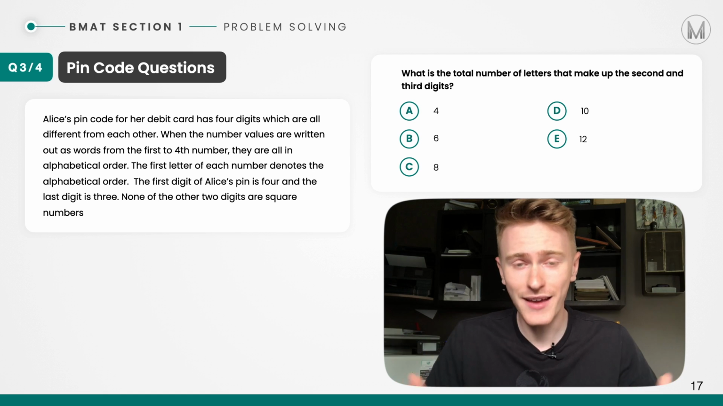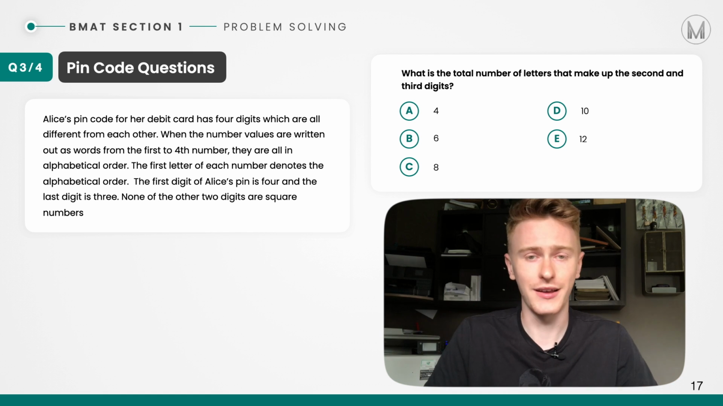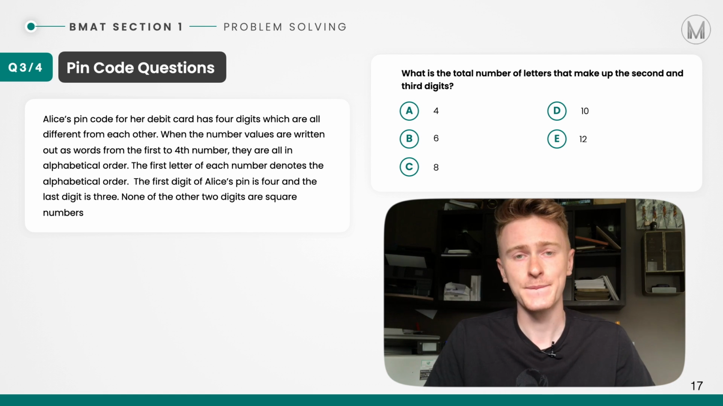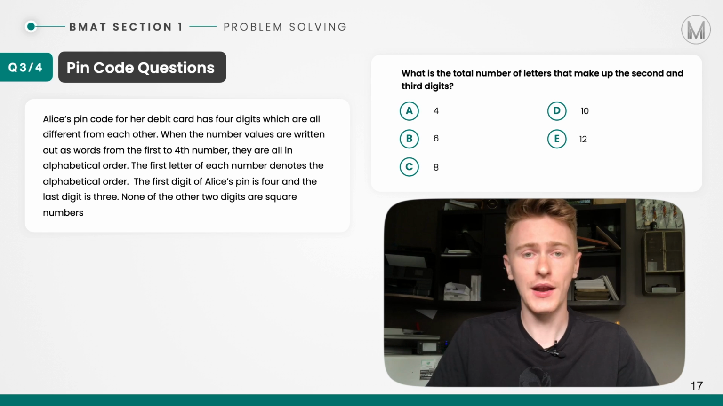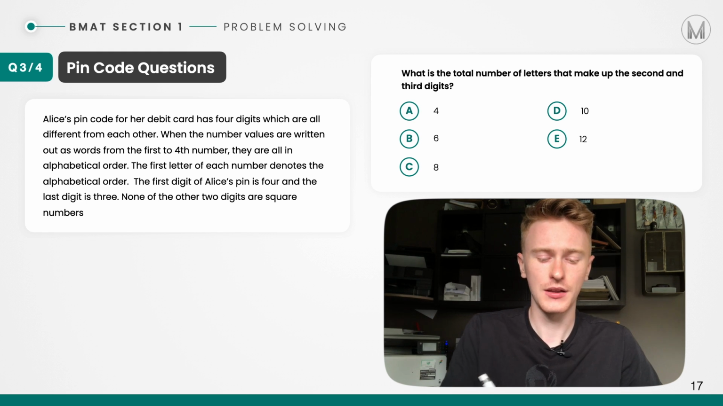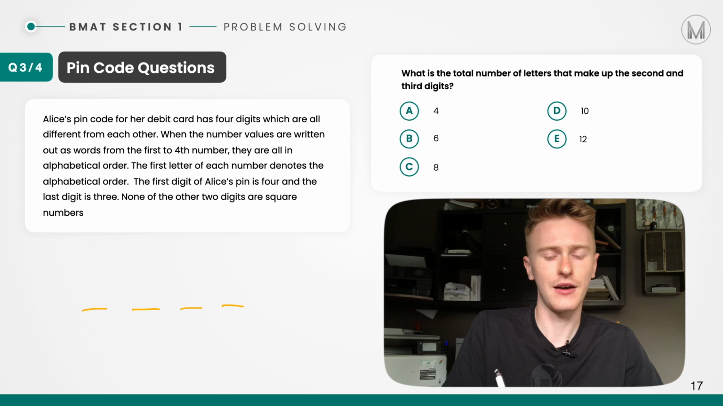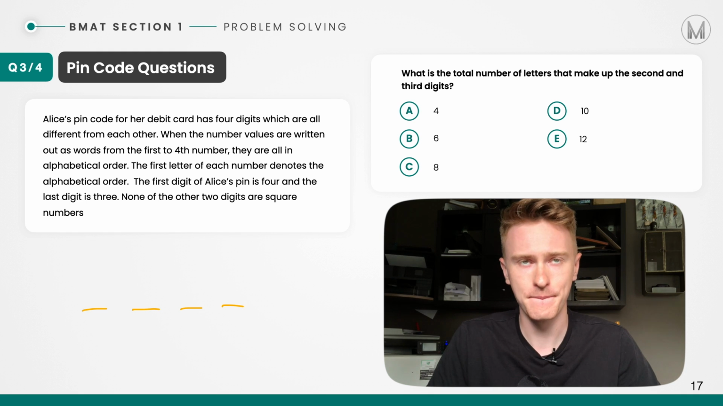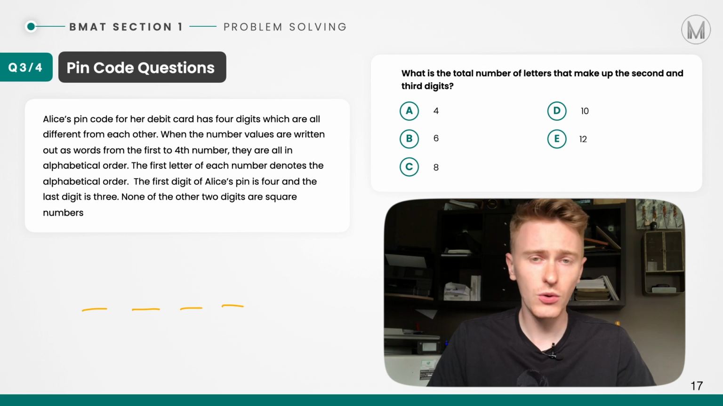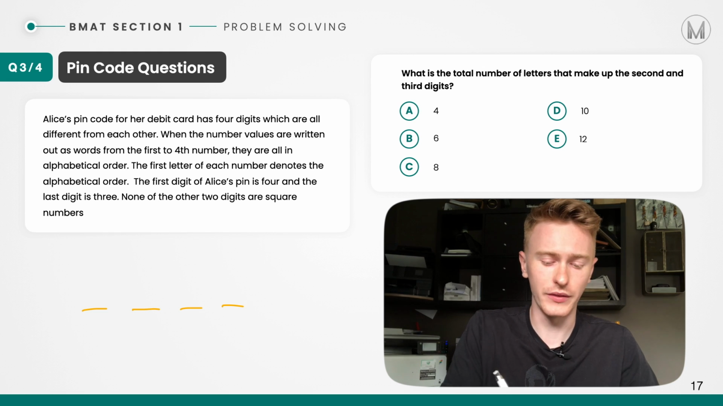Okay, so again we're left with this forgetful credit card holder that's forgotten their pin. So in this case we're dealing with a 4-digit pin. We can write that down in our familiar dash format down there. We're told that when the number values are written out as words from the first to the fourth number, they're all in alphabetical order. Then we're given some information which really does actually help. The first digit of Alice's pin is 4 and the last digit is 3. So let's write those ones in.